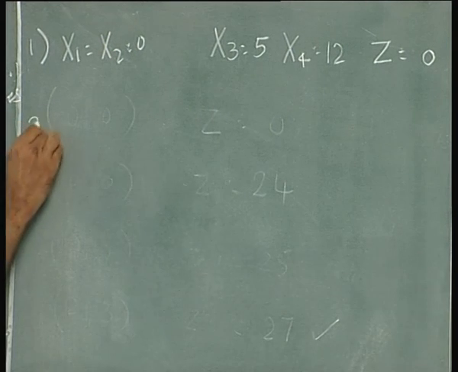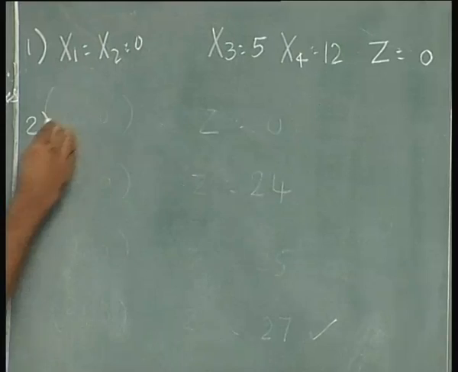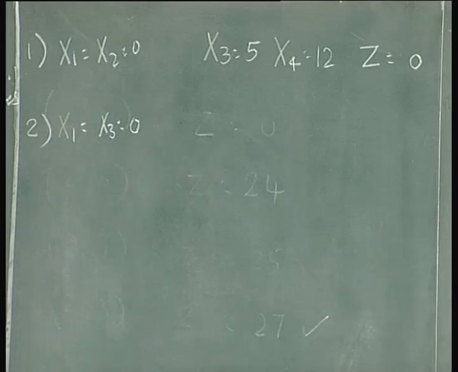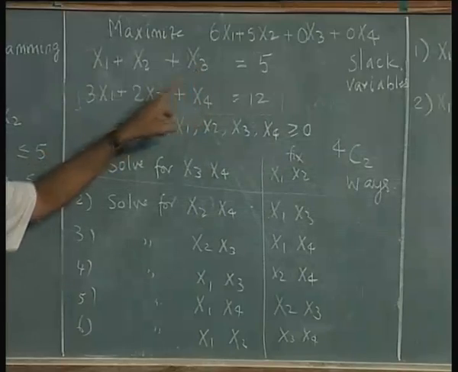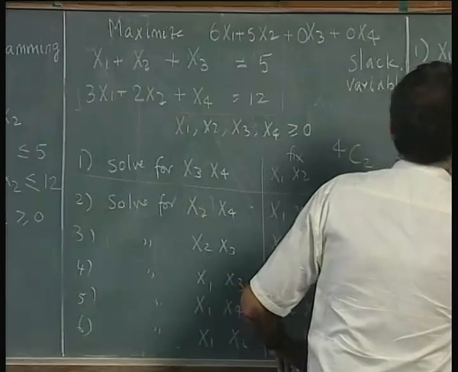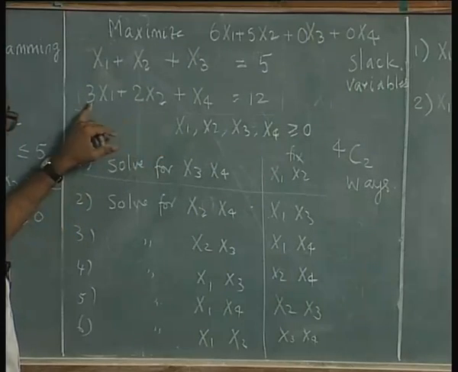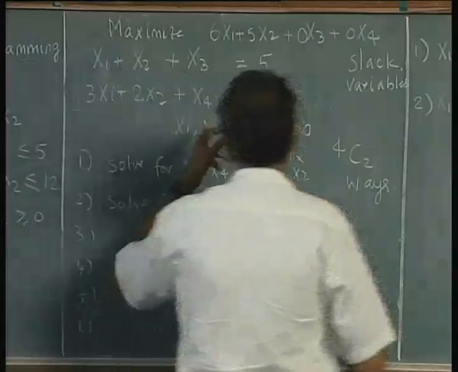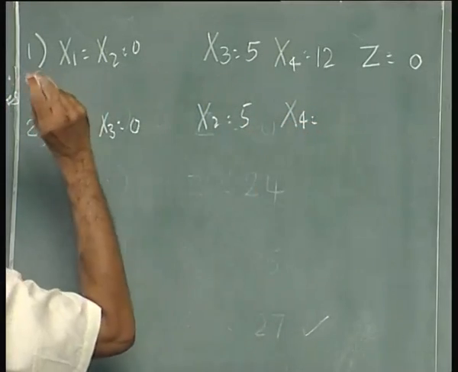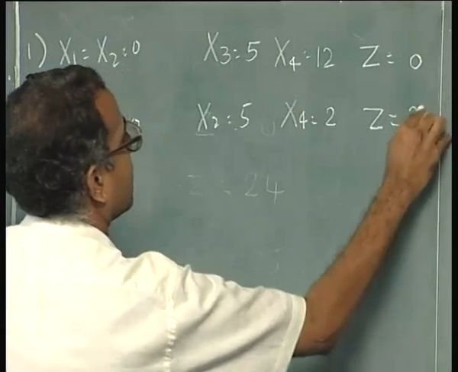Now, let us look at the second problem. Second problem, we fix x1 and x3 to 0. So, x1 equal to x3 equal to 0 gives x2 equal to 5. Now, go back and substitute: 2x2 is 10, this is 0, so this is minus 2, x4 equal to 2 to give you z equal to 25.